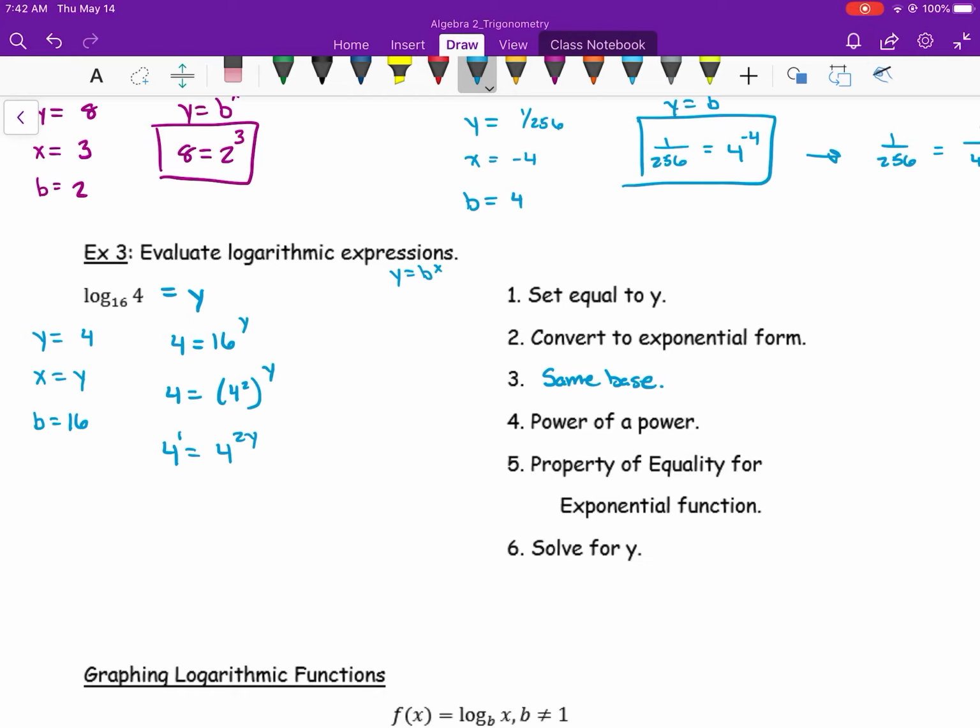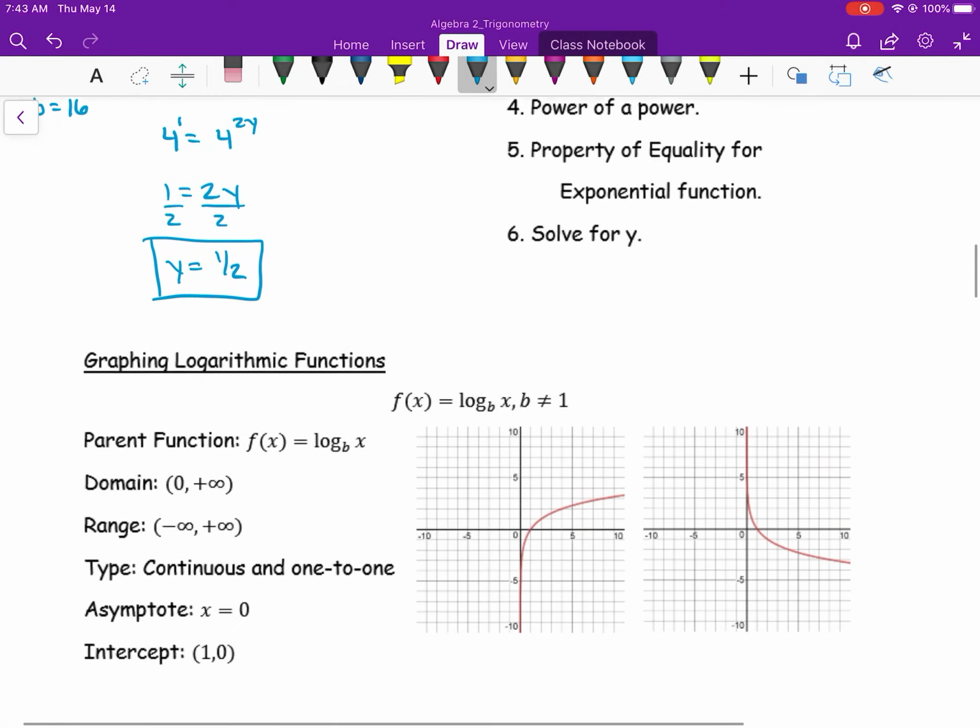Remember, that's a 1 right there. Drop the exponents, or drop the bases, solve the exponents. 1 equals 2y. So y is equal to 1/2. Alrighty, that's how you evaluate a logarithm without a calculator.